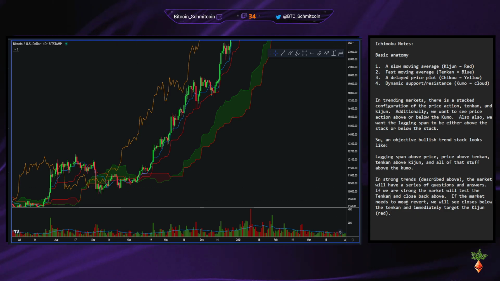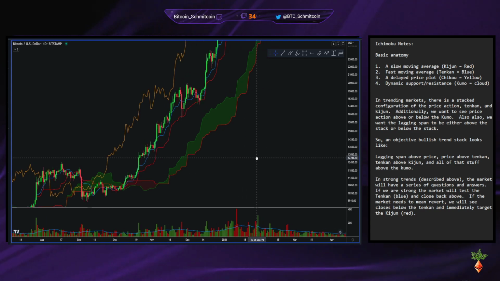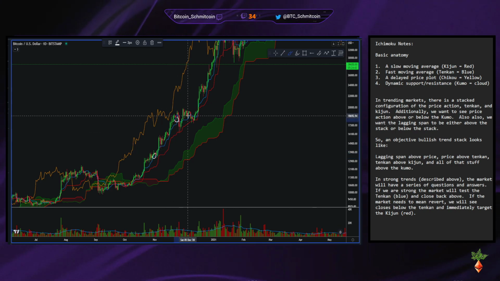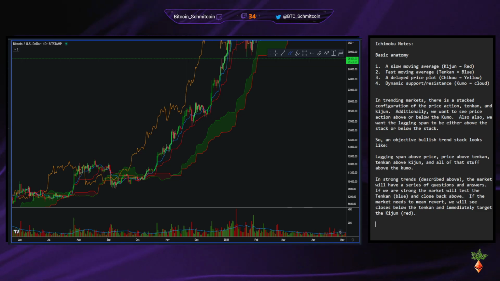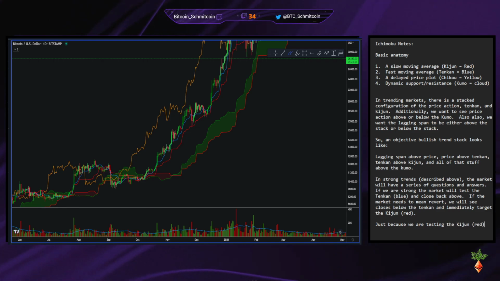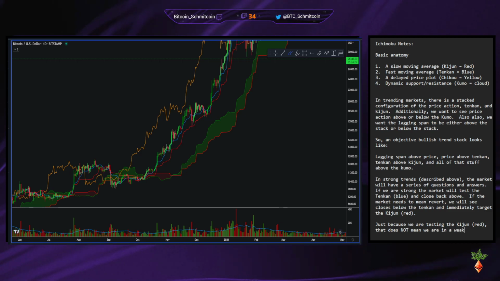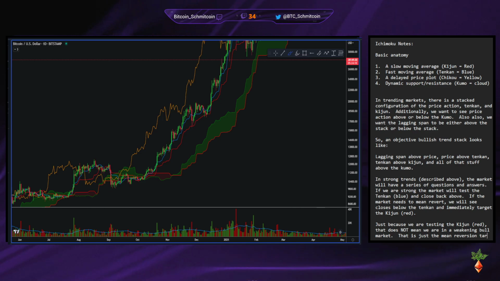So, blue. Makes sense? So in strong markets, we'll see this sort of activity, and when we need to mean revert, we're here. Now, just because we are testing the Kijun does not mean we are in a weakening bull market. That is just the mean reversion target.